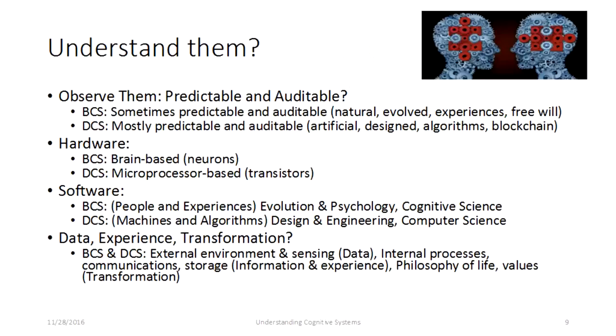Of course, the hardware is different, from brain-based neuron systems to microprocessor-based transistor systems. The software is different, and the machine learning algorithms are different. The disciplines that study these are different, from psychology and cognitive science to design, engineering and computer science. And how we think about data, experience, and transformation for these two types of cognitive systems is different as well.